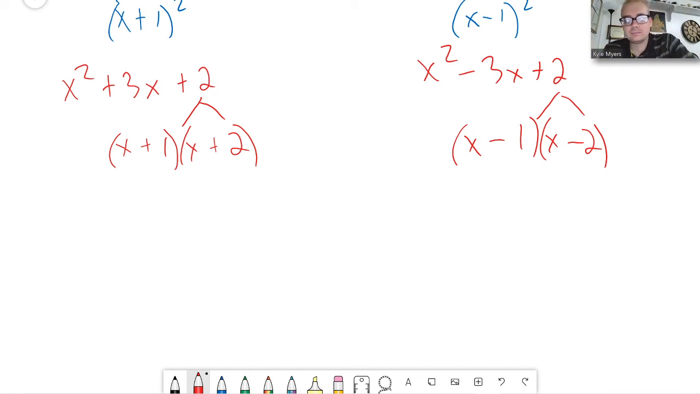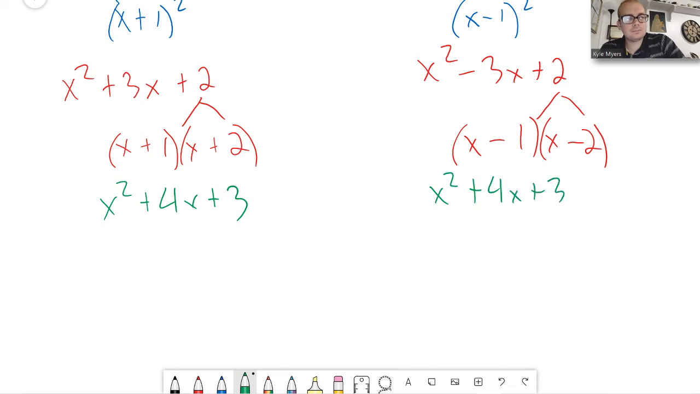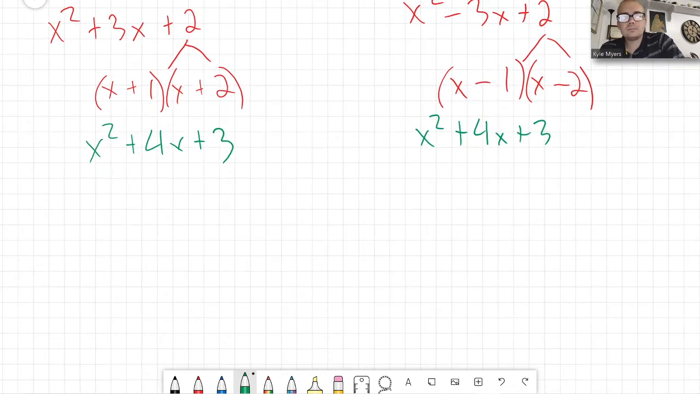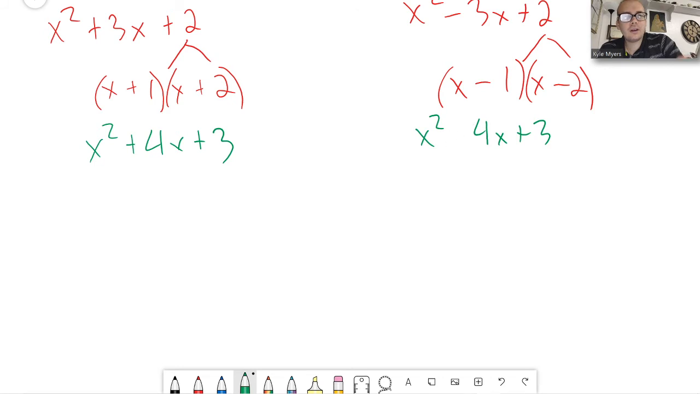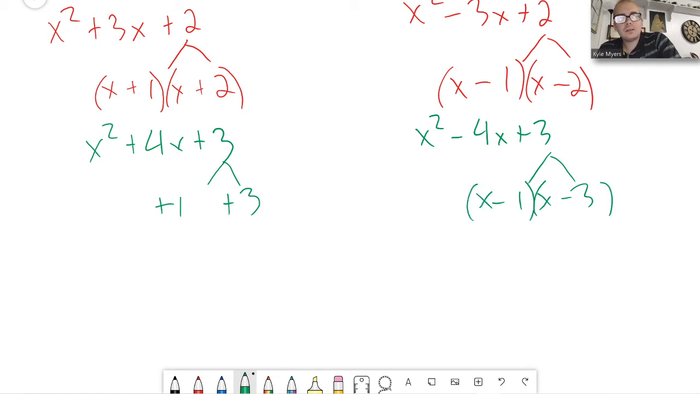1 and 2. Same thing with 3. x squared plus 4x plus 3, x squared minus 4x plus 3. 1 and 3. This is the plus version, so they're plus plus, minus minus. x is in front. And we are done.